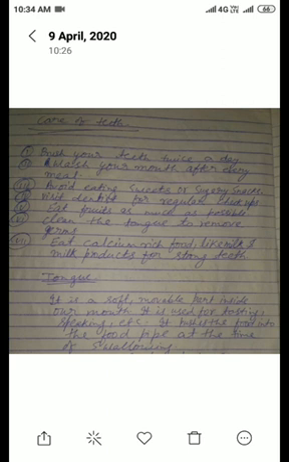Now we are going to read about the care of teeth, how we can take care of our teeth. We know that there are two types of teeth, permanent teeth and temporary teeth. Okay, care of teeth. First of all, we should brush twice a day and wash our mouth after every meal.